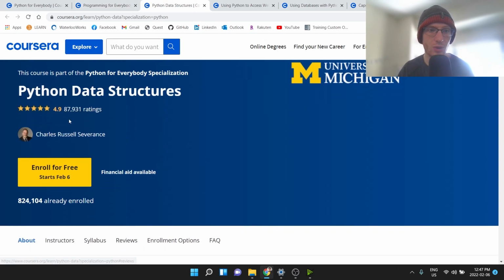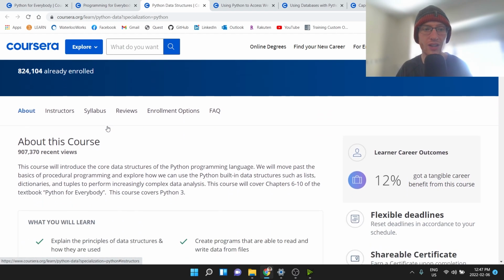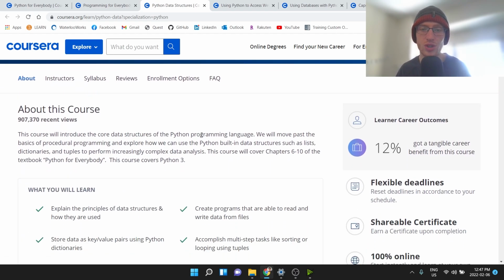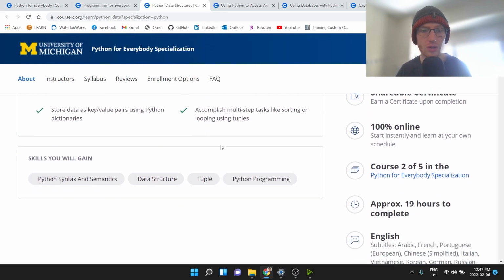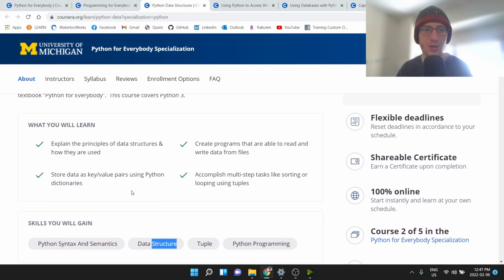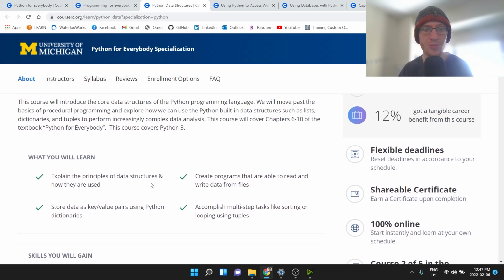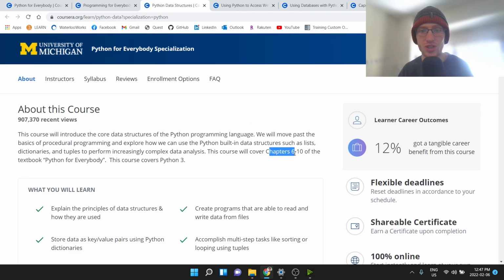Python data structures, of course, the rating actually goes up to 4.9 here. It will include the core data structures of the Python programming language. What are those? Well, it doesn't really say them here. For some reason, it only says data structure and tuple, but there you go. So store data as key value pairs using Python dictionaries, probably the most important data type aside from a list. I'm sure they'll cover lists as well. And the principles of data structures and how to use them, okay? So this covers chapters 6 to 10 in the textbook Python for Everybody. And yes, of course, as it says, Python 3. Python 2 is effectively dead. We will not be using that.